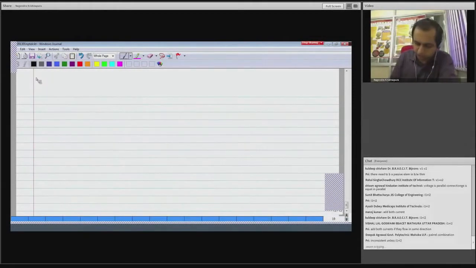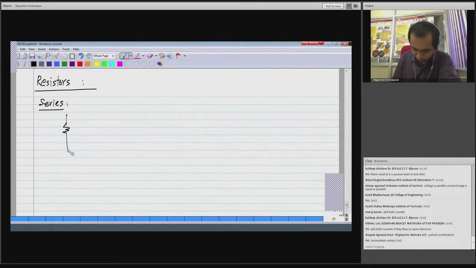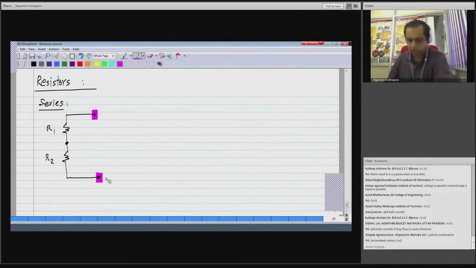Next, let's look at resistors in series and parallel. If I look at a series connection of resistors, I have R1, R2, and the question is what it looks like from between these two terminals. Answers, please.